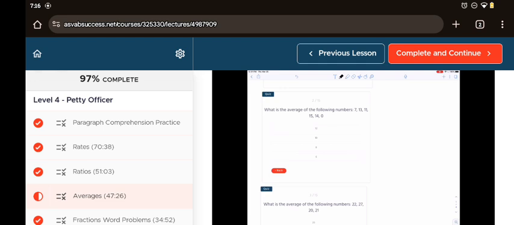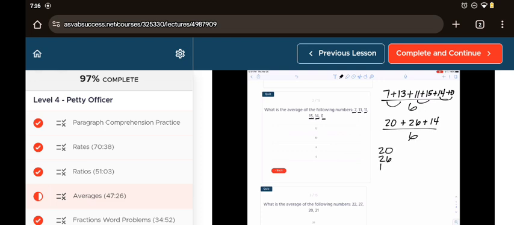It says, what is the average of the following numbers? 7, 13, 11, 15, 14, 0. So there's 6 of them. 7 plus 13 plus 11 plus 15 plus 14 plus 0. We're going to divide that out by 6. So 7 plus 13 is 20. 11 plus 15 is 26 plus 14. Because 14 plus 0 is 14. We're still dividing this by 6.